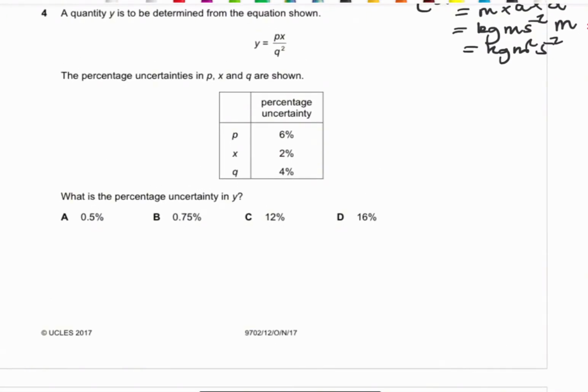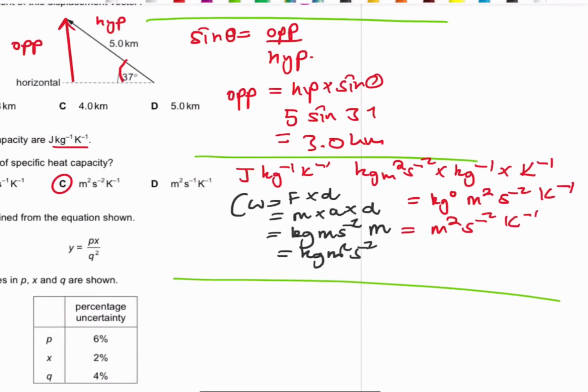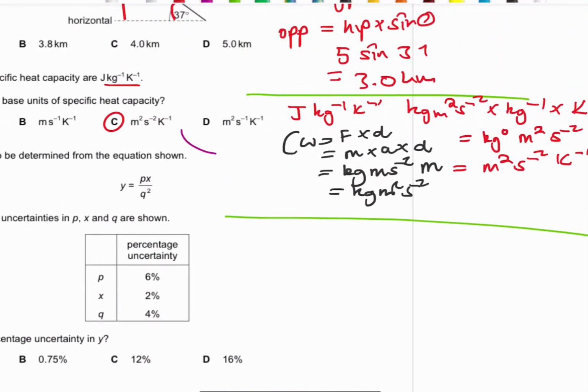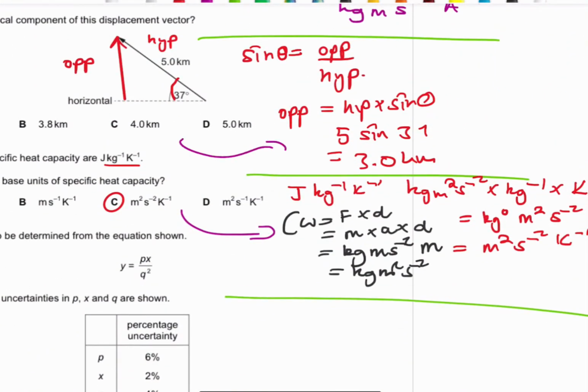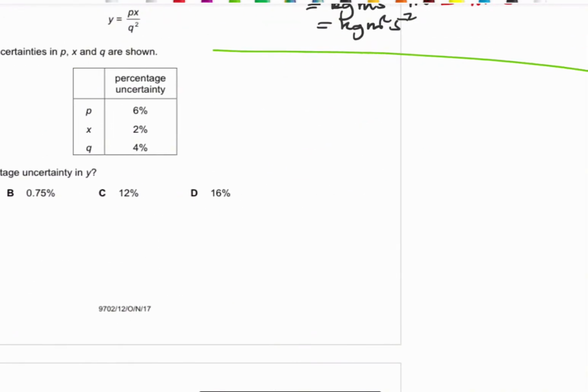We're given y equals px over q squared. What is the percentage uncertainty in y? For this question, we apply the laws of how to find percentage uncertainty. It's a very important concept that you need to know. Whenever we talk of percentage uncertainty, always make that thing the subject of the formula. So y is already the subject of the formula. It's px divided by q squared.